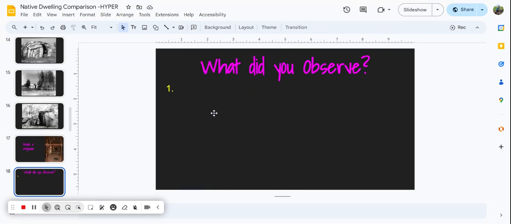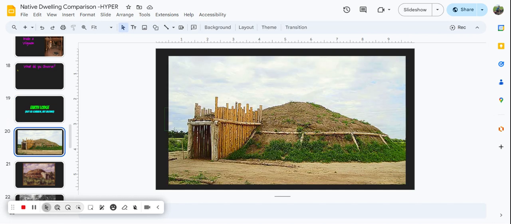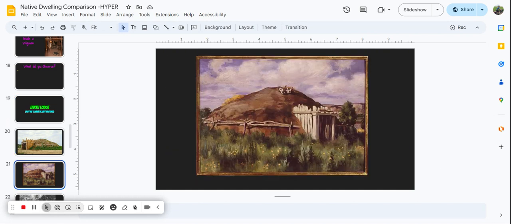Then what did you observe? You can choose to use the same sentence prompt as before, or you can make a different sentence prompt. It's up to you. And here's the earth lodge. This again wasn't as common, but it was around Minnesota, especially in the south.